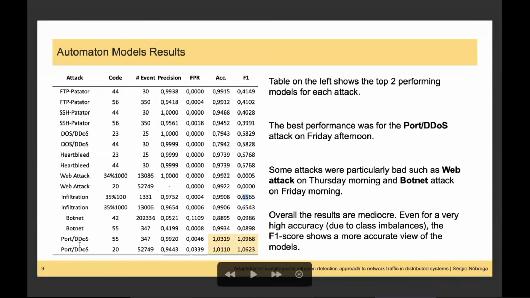This part here of the detection for the port scan and DDoS, which had very good results, requires a bit more understanding to have a bit more precise results, actually.